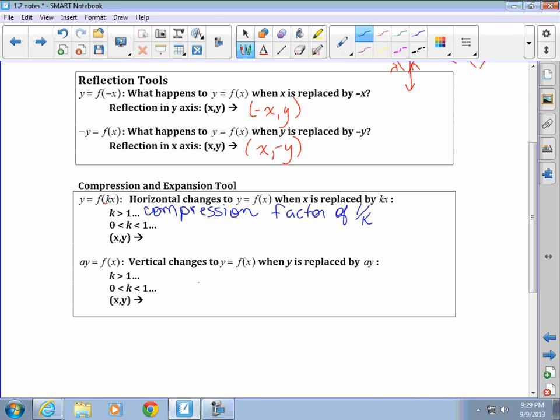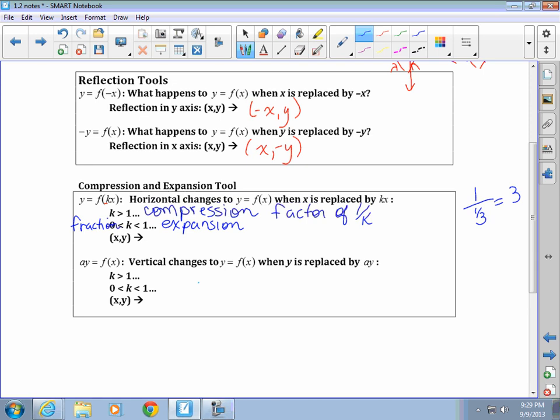If it was between 0 and 1, so a fraction, then there was an expansion. Our graph got wider. Same thing, it was by a factor of 1 over k, but because it was a fraction, say our k value was a third, then that would be like saying 1 over 1/3, which is just 3. So that, which would correspond to our a value that we used last year, made it wider.